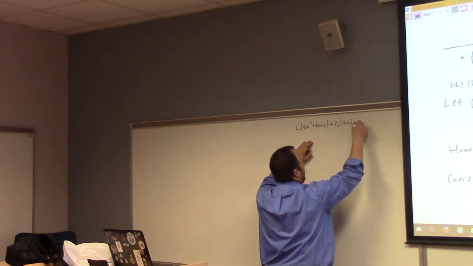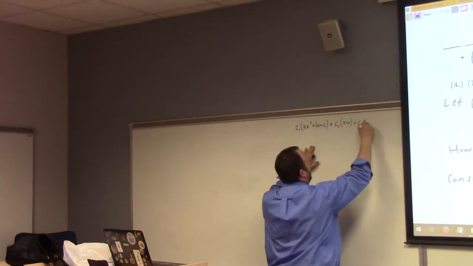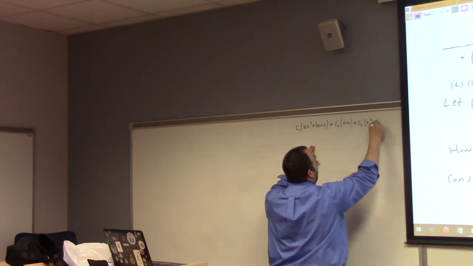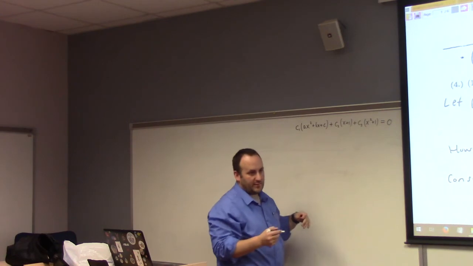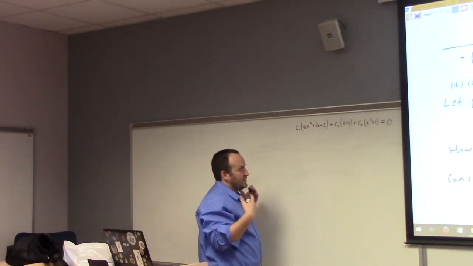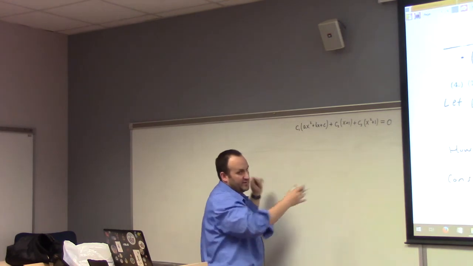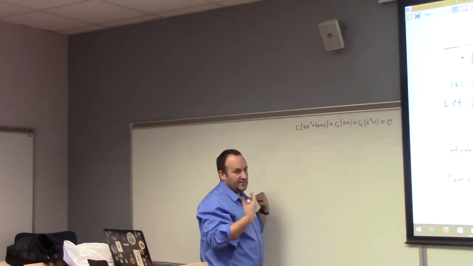Plus C3 times what? x squared plus 1. I would take that, set that equal to 0, and see, assuming that that linear combination is equal to 0, that it gives me only the trivial solution. I try to understand what that means.